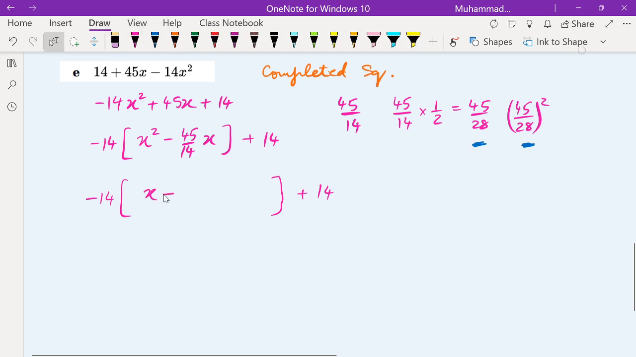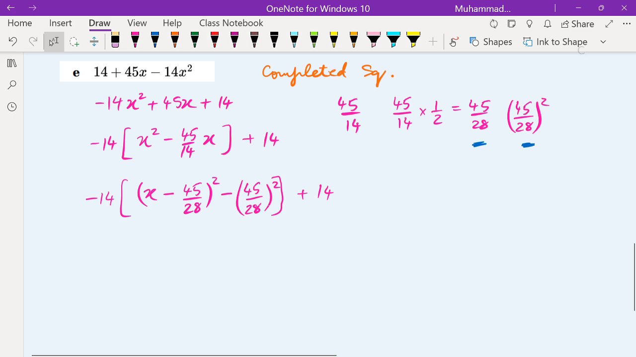No, it won't be plus, it will be minus, because this is the sign that is followed over here. X minus that half, 45 over 28, all squared, fine, and minus the square over there. Yes, fine, 45 by 28 squared. There you go. That's the whole square.